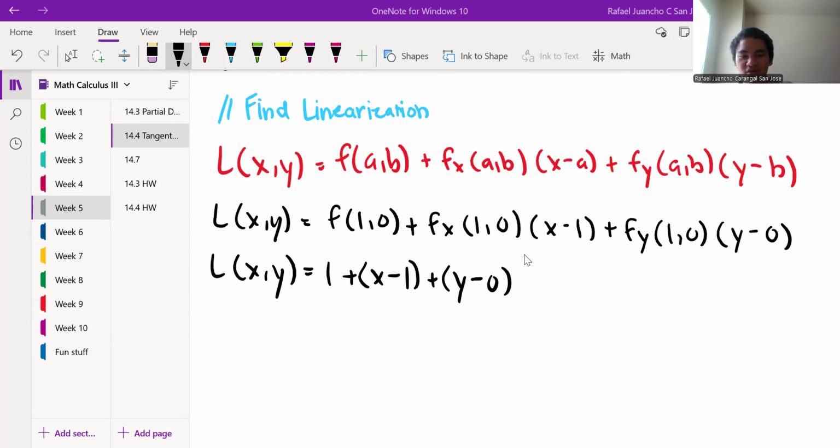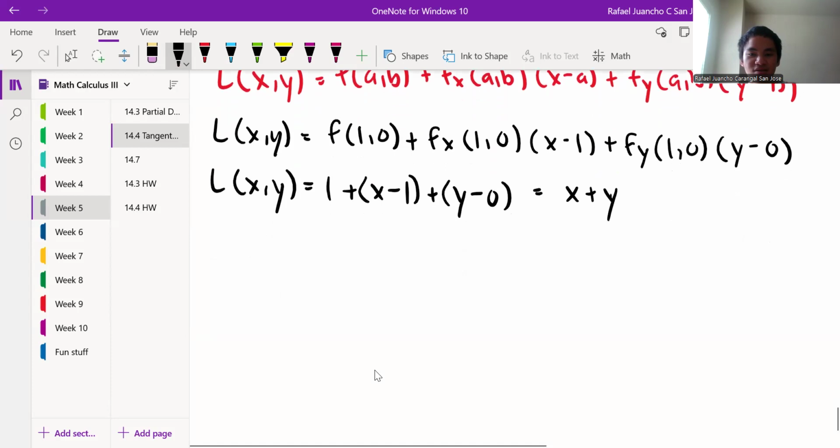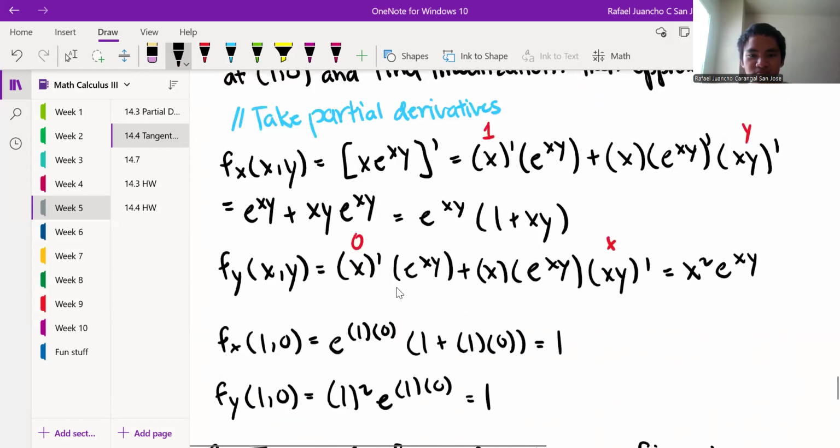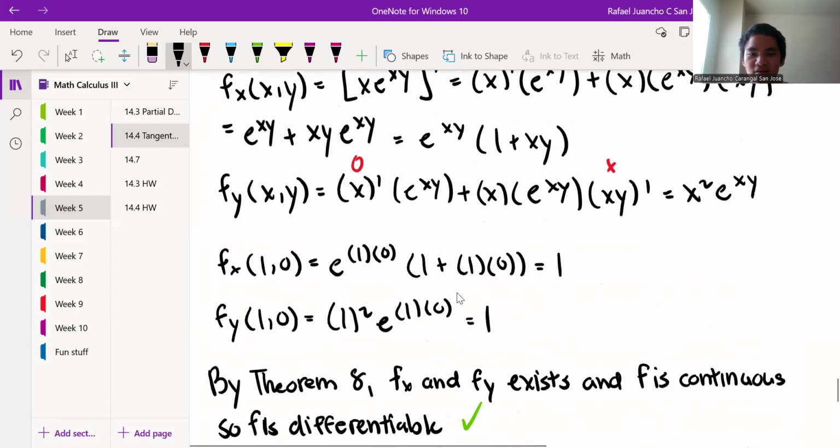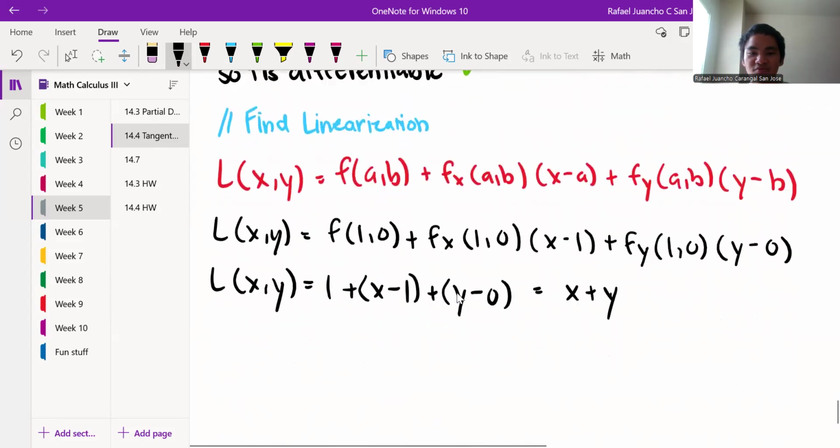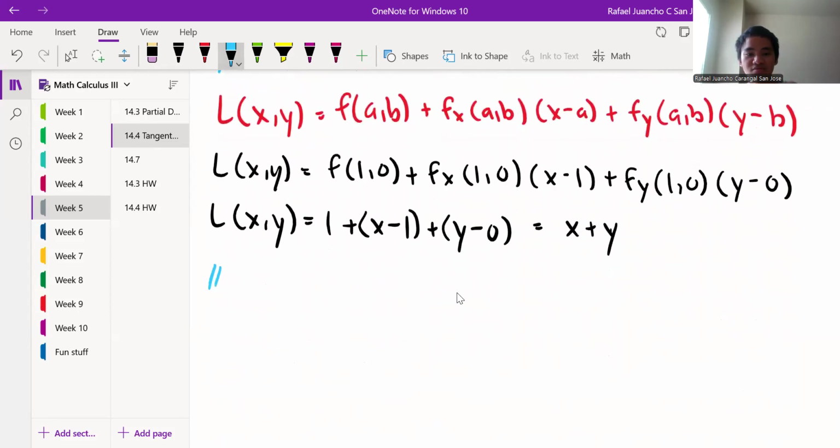I'm gonna simplify. This is 1 plus x minus 1. That's just a 0. So honestly, the answer is just x plus y. Let's just make it clean. It's just nice to look at, right? So that's the linearization, and that's what we're trying to find, right? And then after finding that, now we want to approximate.